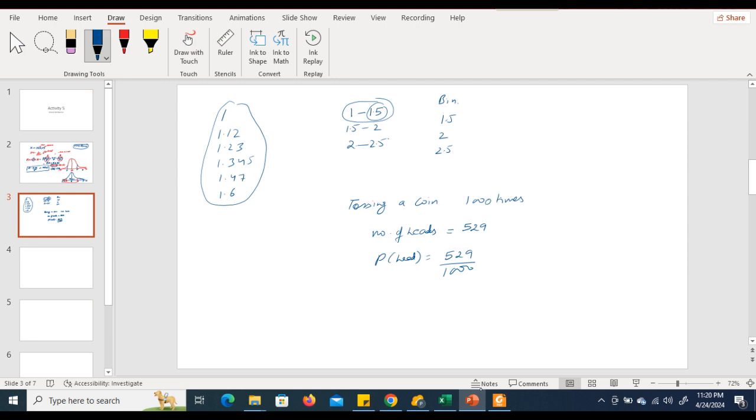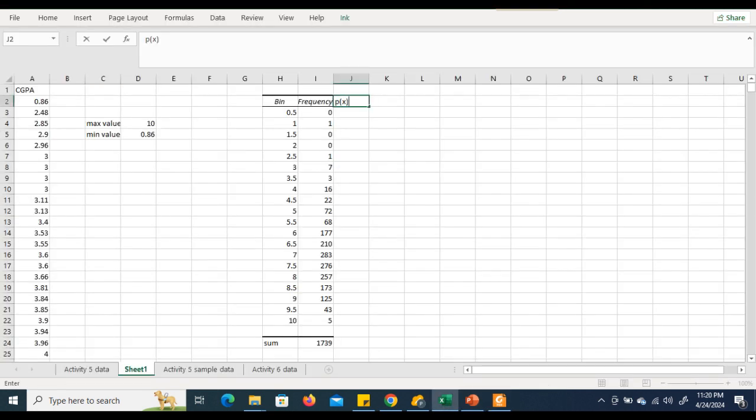Okay, for example, we have repeated the experiment 1000 times, and out of 1000 times 529 times we get a head. So how do we calculate the probability? It is the number of times head appears upon the total number of times we have repeated the experiment. So what is the formula of probability? Probability is the frequency, that is the number of times the event occurs, divided by the total sum of the frequency. So in this case, what is the frequency of getting a number between 0 to 0.5?